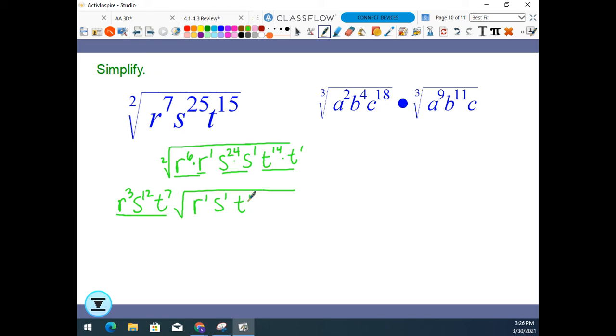Now, another way you can think of this: if you put 2 under 7, I see it does not go in evenly, but I could rewrite this as a mixed number. 2 can go into 7 3 times with 1 left over. So if it goes in evenly 3 times, the 3 is on the outside and my leftover goes on the inside. Then you don't have to take this middle step. So 2 goes into 25 12 times evenly with 1 left over. 2 can go into 15 7 times evenly with 1 left over.